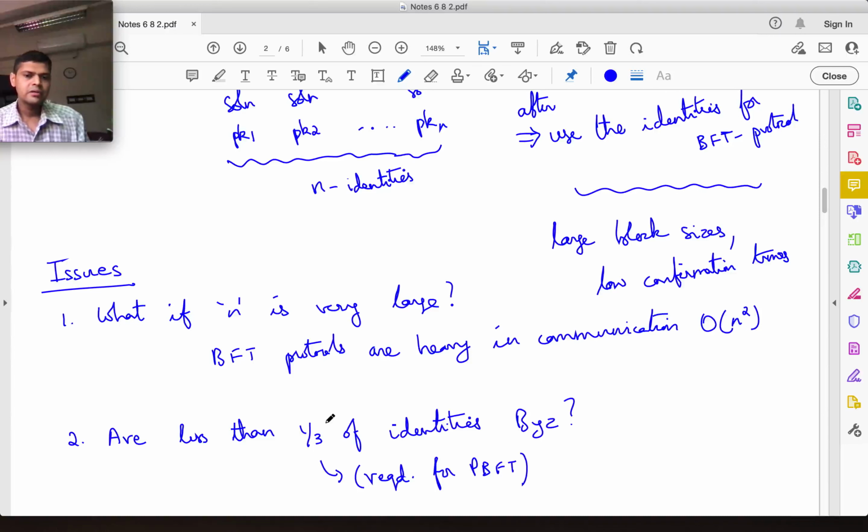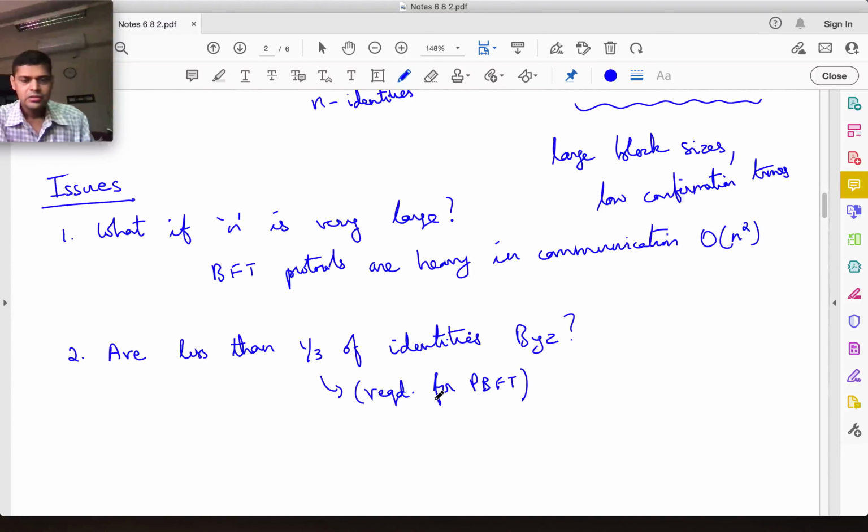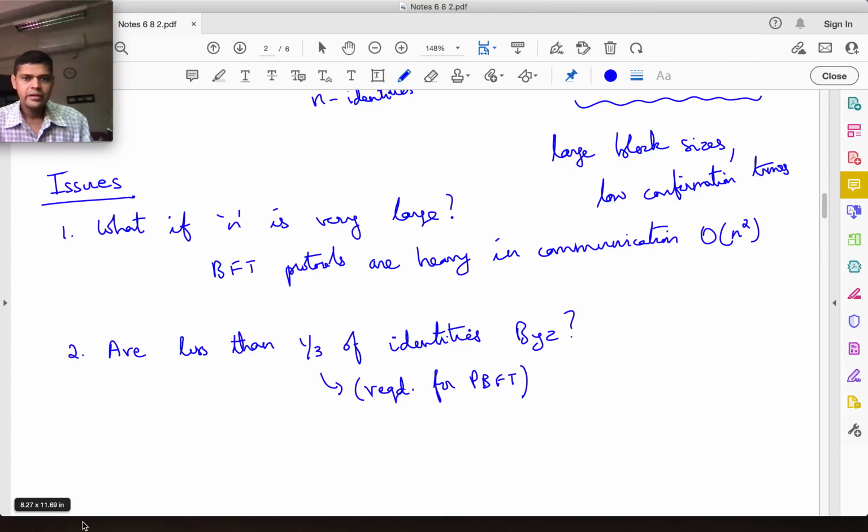The reason why the PBFT folks considered 1/3 was because they looked at a potentially asynchronous system, and they wanted to guarantee safety. But if you have a synchronous system, people have shown you can go up to 1/2. But anyway, whatever it is, you need to have less than a certain number of nodes be Byzantine. Otherwise, these protocols are not going to work. So this is another issue that we will have to consider.